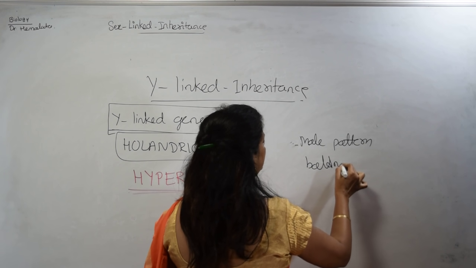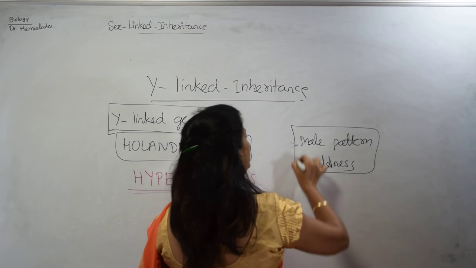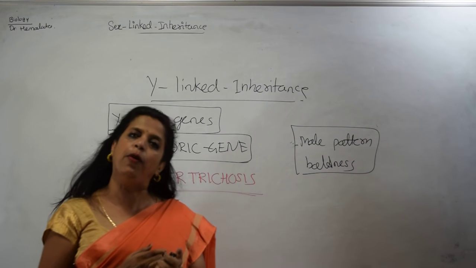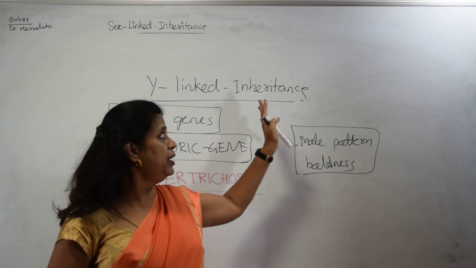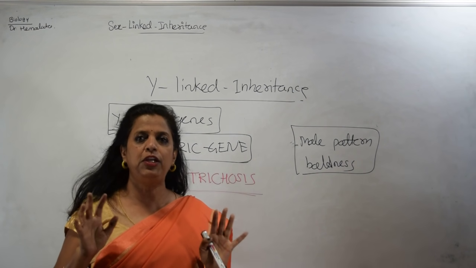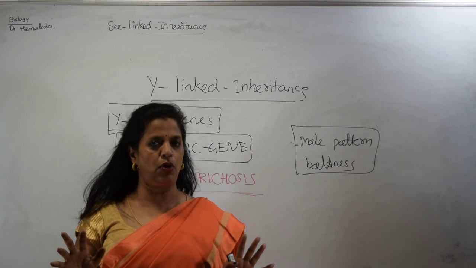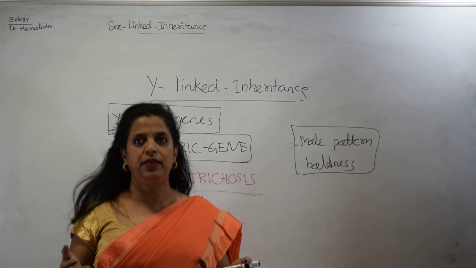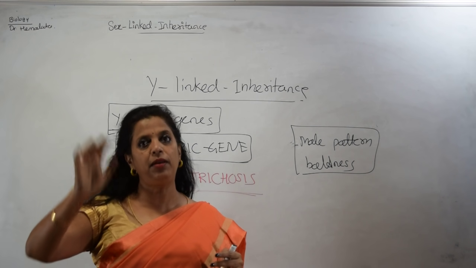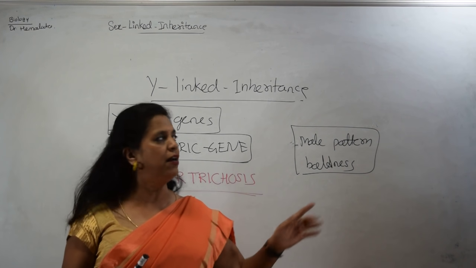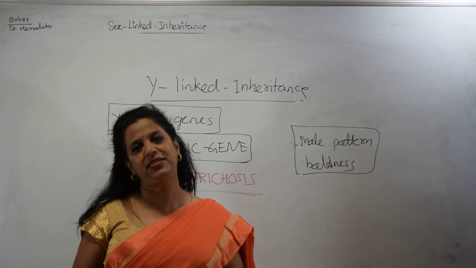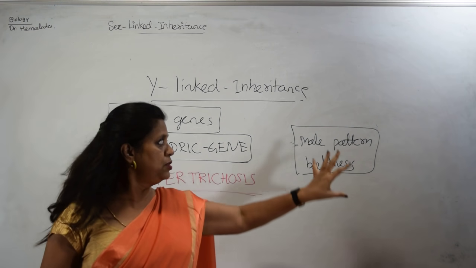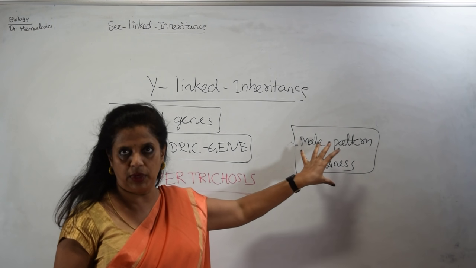Baldness means men after the age of around 45 plus getting bald is a dominant character. But that is not linked with the Y chromosome. Remember, it is because of the androgen, testosterone hormone. This is normal. The dominant character. 75% will get that male pattern baldness after 45 plus. That is not connected to Y linkage. But this also is a male character only.